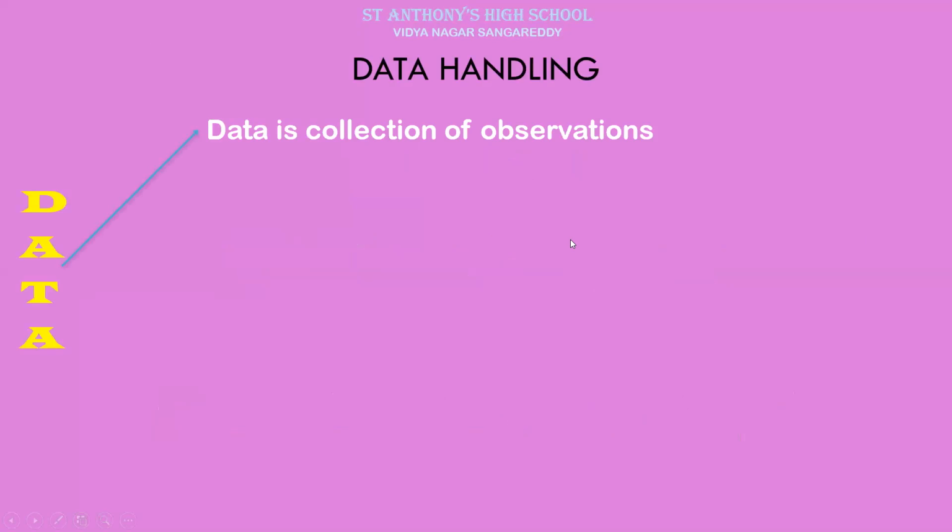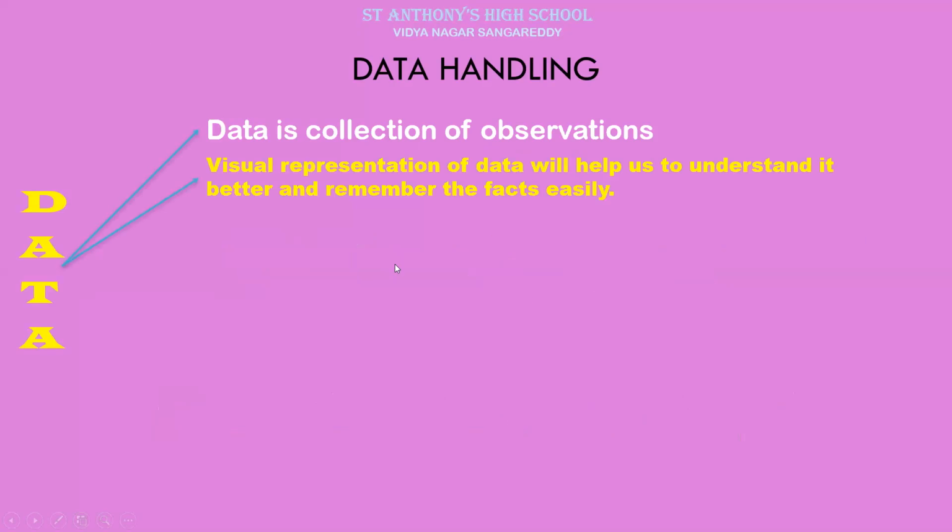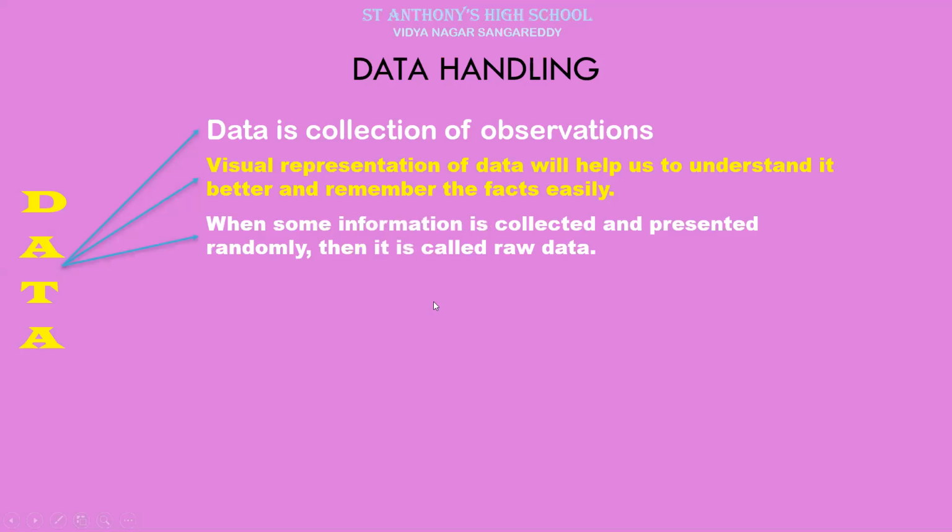Data is a collection of observations. Data is nothing but a collection of observations. Visual presentation of data will help us to understand it better and present facts easily. We can understand more by seeing anything. That is why visual representation helps us to understand it easily and better.